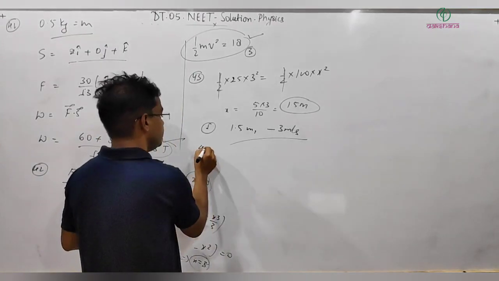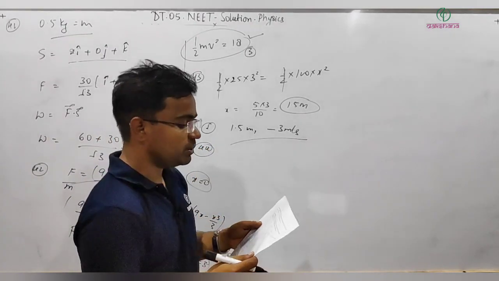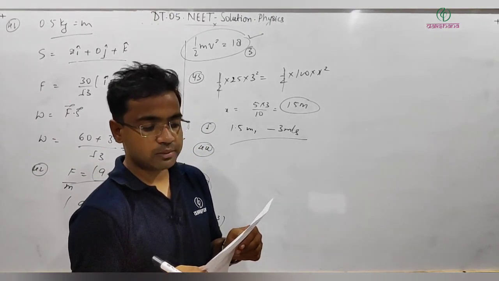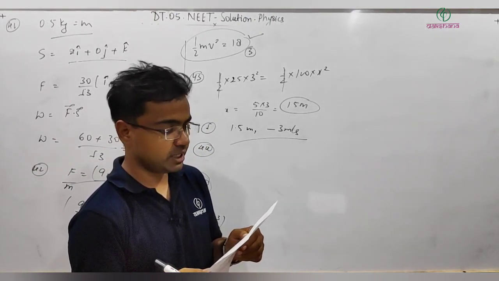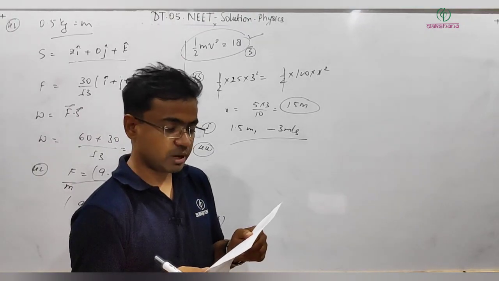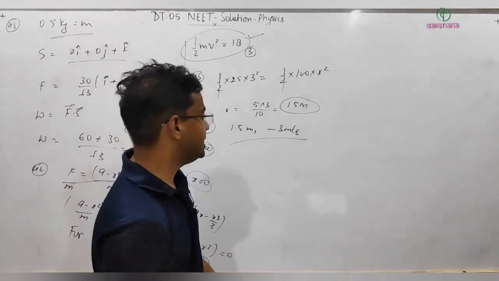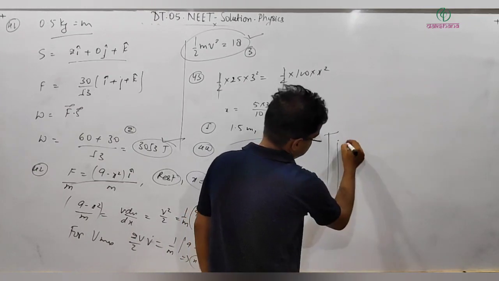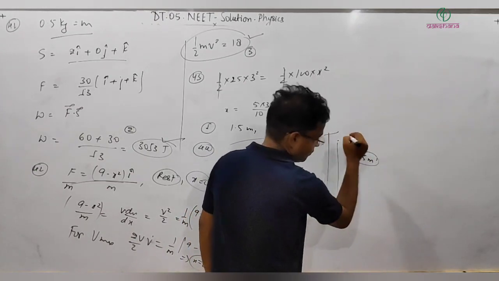Question number 44. A pump is required to lift 600 kg of water per minute from a well 25 meter deep and to eject it with a speed of 50 meter per second. Find the power required to perform the above task.